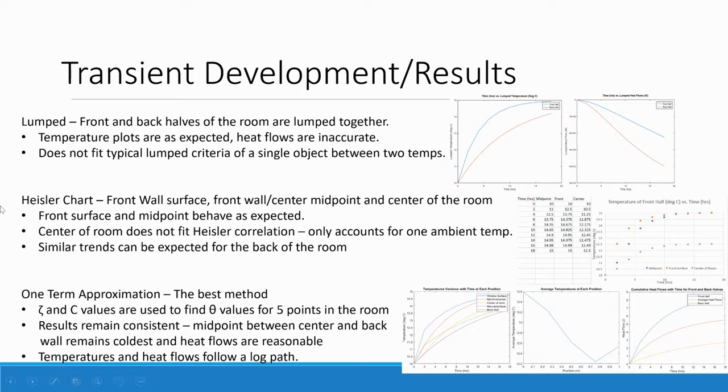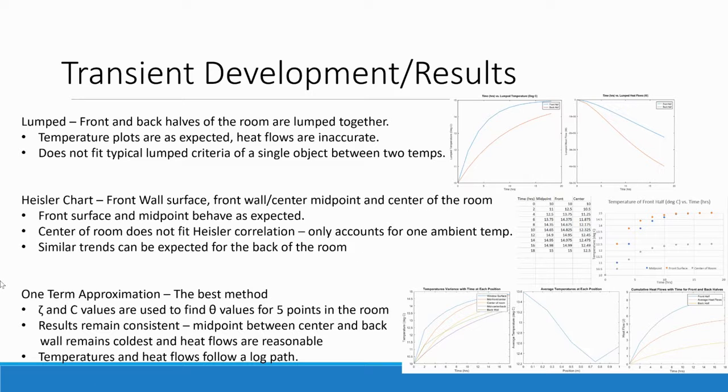Our Heisler chart solution is used for the front half of the room at the wall surface, the midpoint between the wall surface and the center of the room, and at the center of the room. The front surface and midpoint behave as expected, whereas the center of the room does not fit the chart correlation since it has a different initial temperature than the outside of the room. Similar trends can be expected for the back of the room.